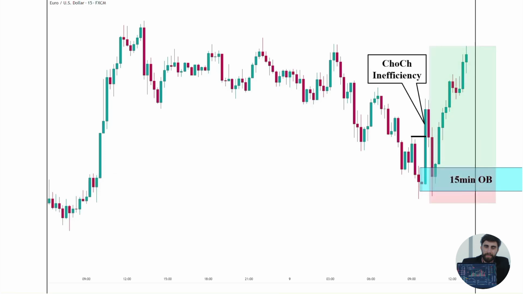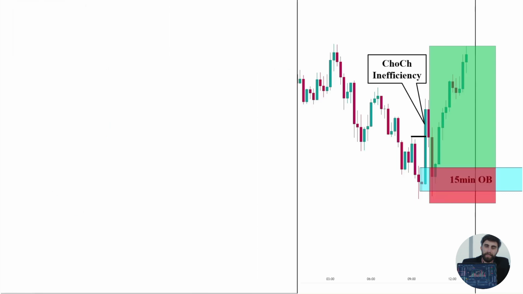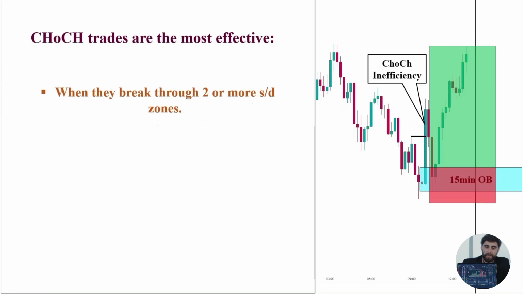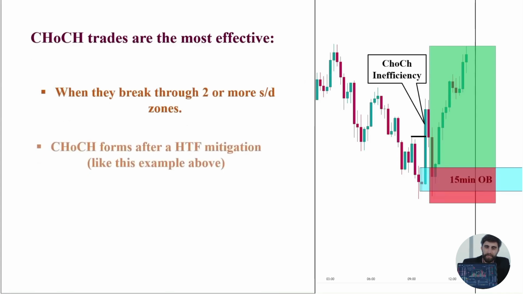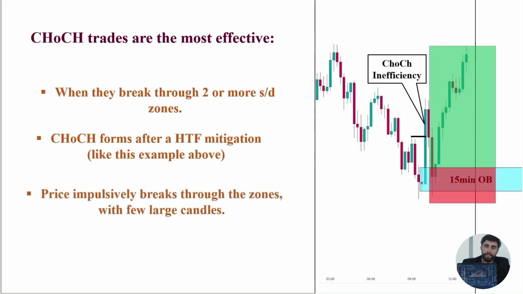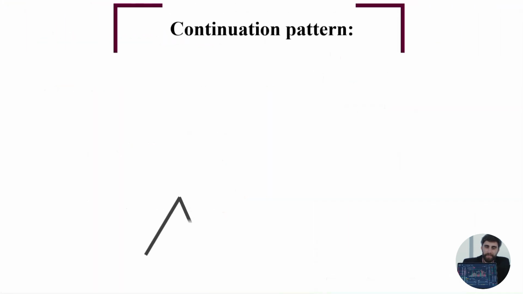So we place our buy position a spread size above the 15-minute order block with our stop below the swing low. But remember, change of character trades are most effective when they break through 2 or more supply-demand zones. Change of character forms after a higher time frame mitigation. Price impulsively breaks through the zones with a few large candles. So let's move on to the next setup.